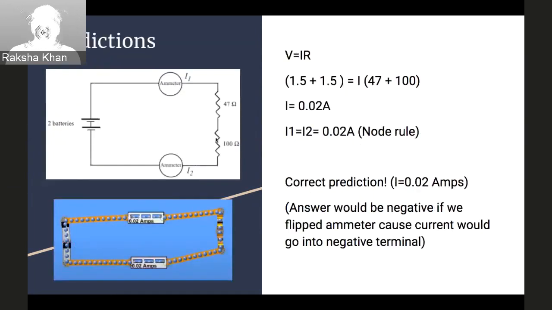So first of all, based on our prediction, we can use Ohm's law, and then substituting the values for voltage and current and resistance, we can solve for current, and we get a value. Then applying the node rule, saying that the current in the first ammeter is equal to the second, we get that it's 0.02 amps, and this is the correct prediction when we model it using the PhET simulation. The answer is negative if we flip the ammeter because the current will go into the negative terminal.